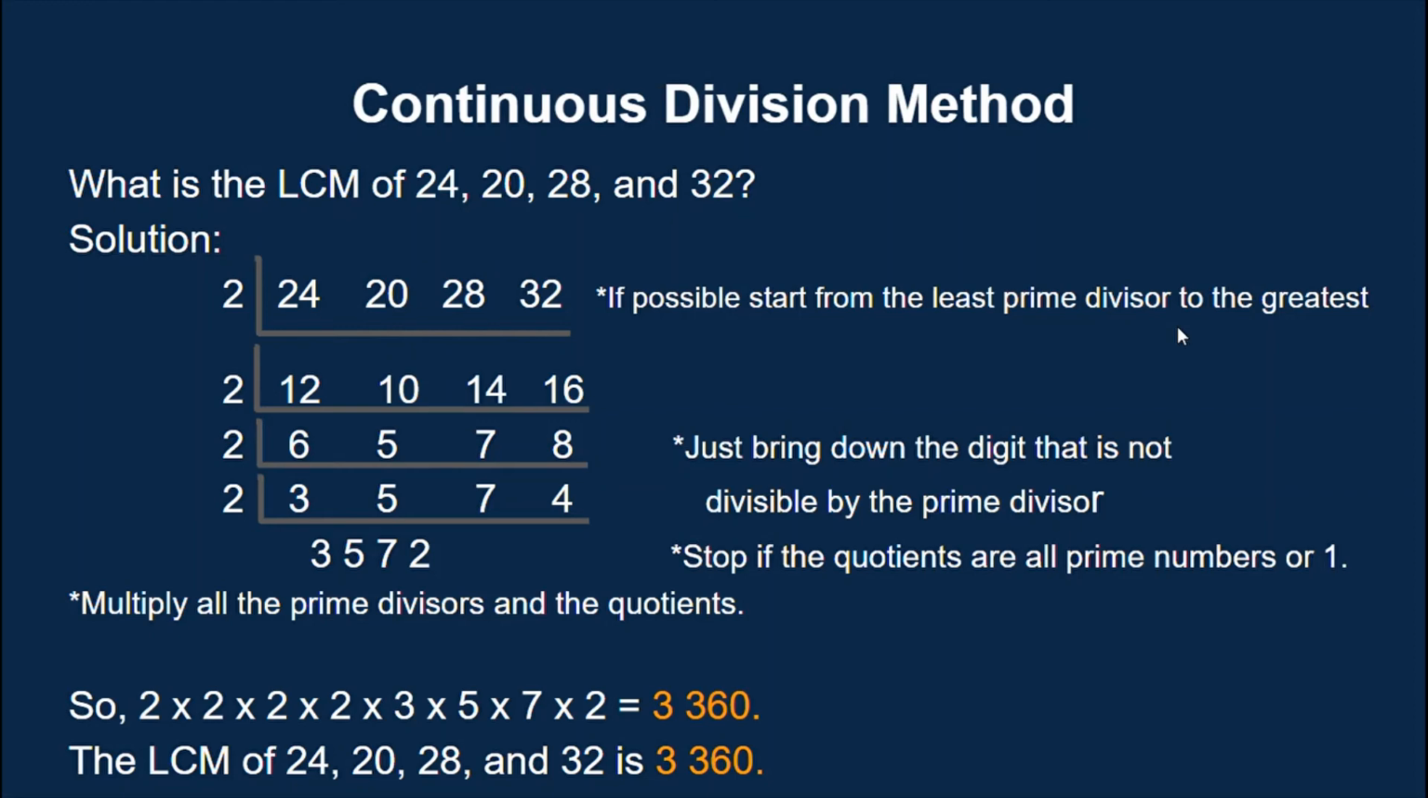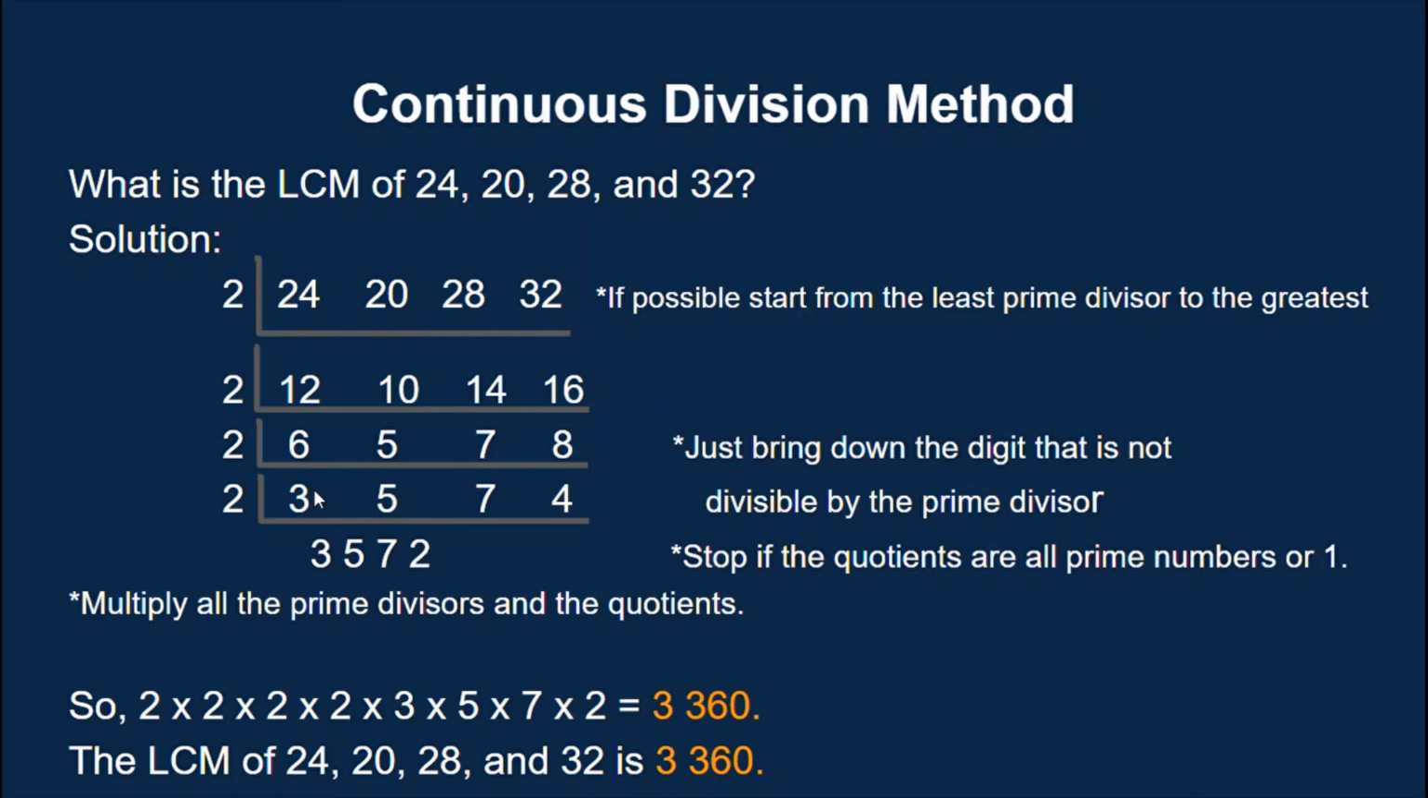So 3, 5, and 7 are already prime numbers, but 4 is still a composite number. So we're going to divide 4 by 2. So 4 divided by 2 is equal to 2. So 3, 5, 7, and 2 are all now prime numbers. Since they are now prime numbers, we're going to stop dividing.